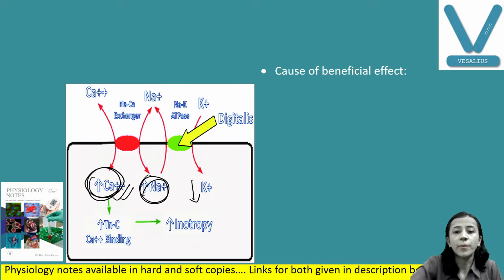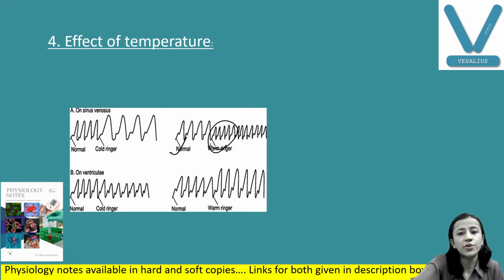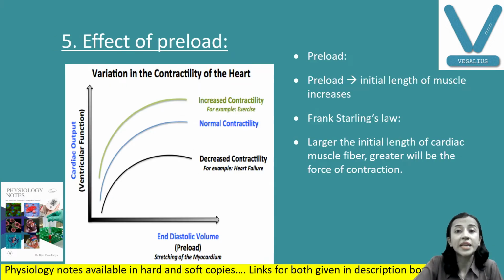So that is the cause for the beneficial effect. Another factor that affects contractility is temperature. With increase in the temperature, you can see here, this is normal, this is warm Ringer, the heart's force of contraction also increases and heart rate also increases. Now another factor that affects contractility is the effect of preload.